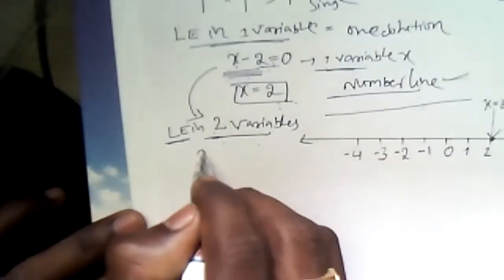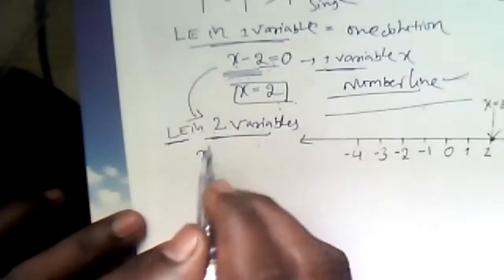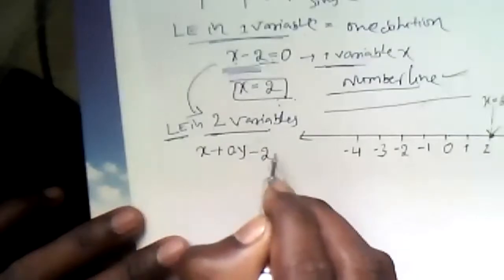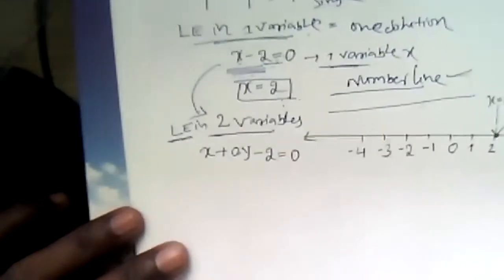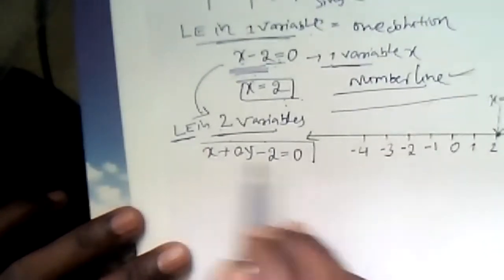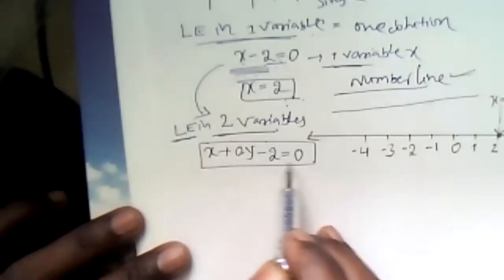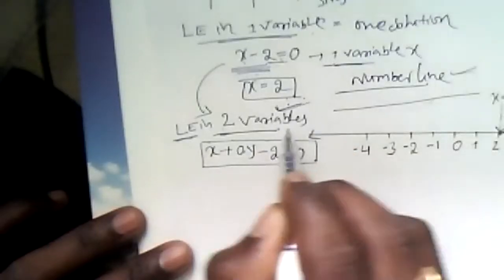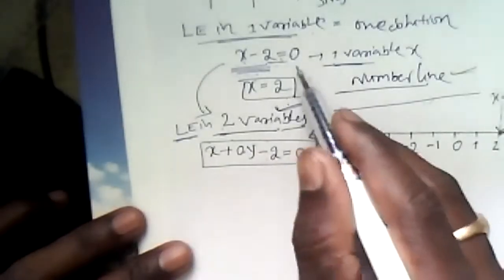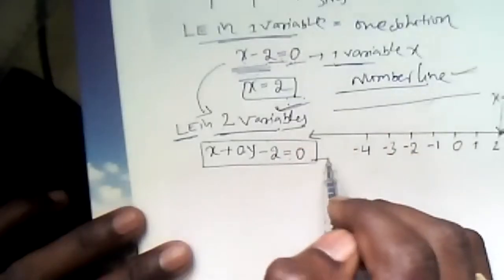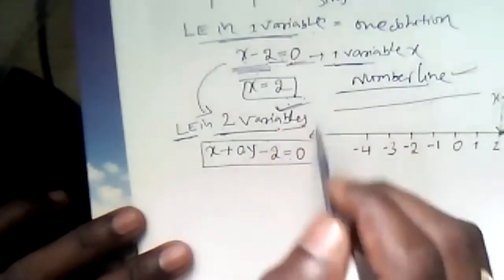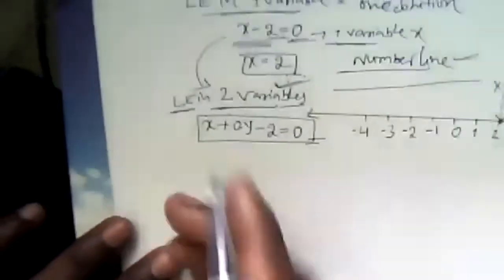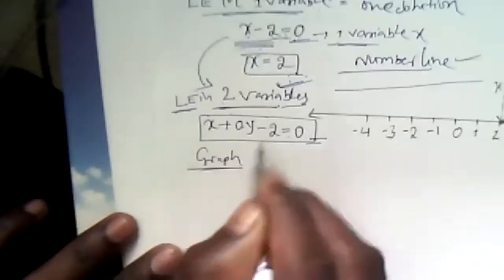Therefore, I'm going to write x, there is no change in x, plus 0 into y minus 2 is equal to 0. Is it right? This is x plus 0 into y minus 2 is equal to 0. This is the linear equation in two variables. There is no difference between this equation and the earlier one. This is one variable and this is two variables. Now plot the graph for this equation.